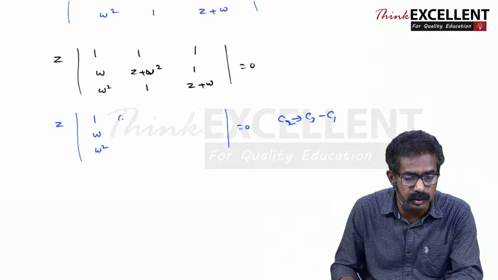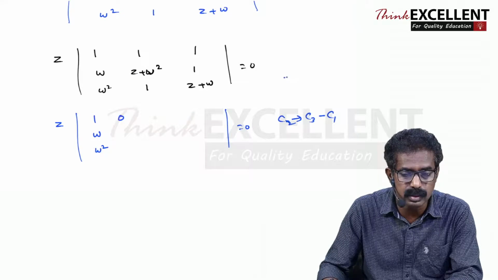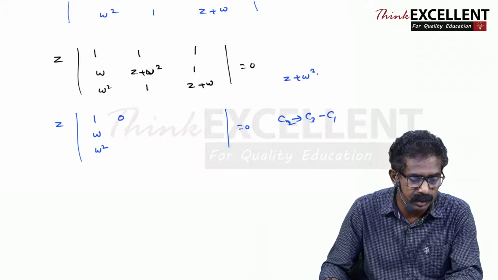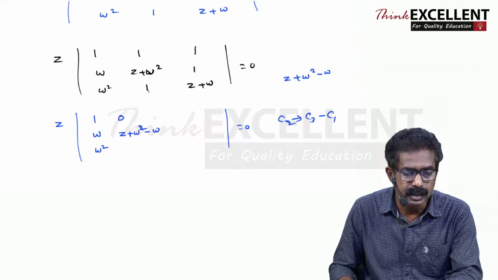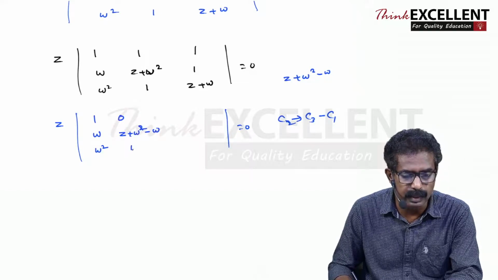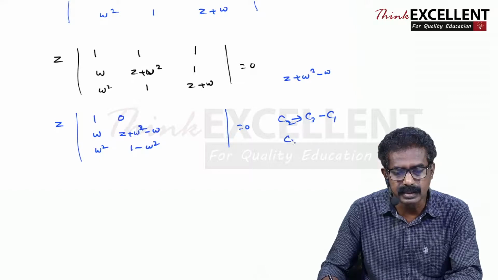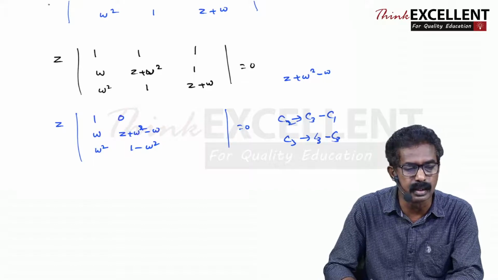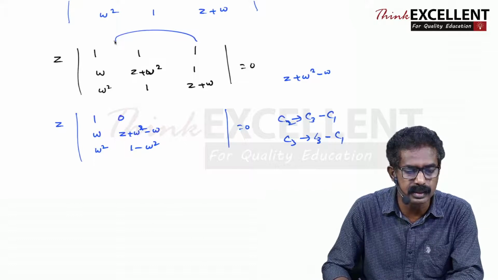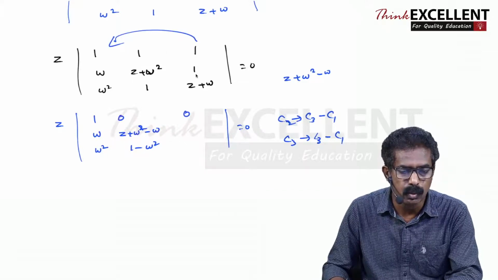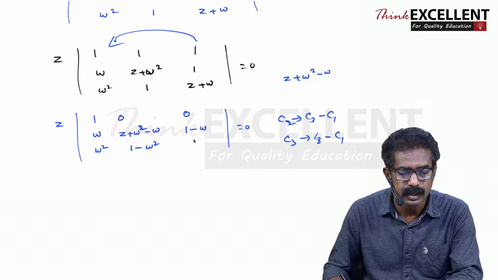So 1 minus 1, 0. Here Z plus omega square minus omega, you can't simplify further. Then here 1 minus omega square. C3 is again C3 minus C1, so this minus this. Again 1 minus 1, 0, then 1 minus omega, then Z plus omega minus omega square.